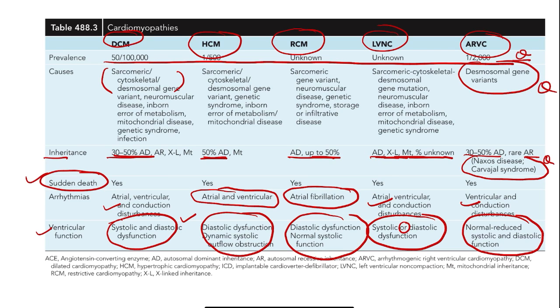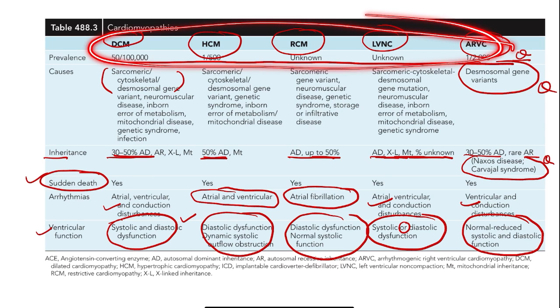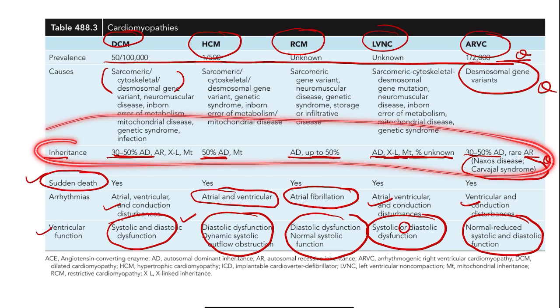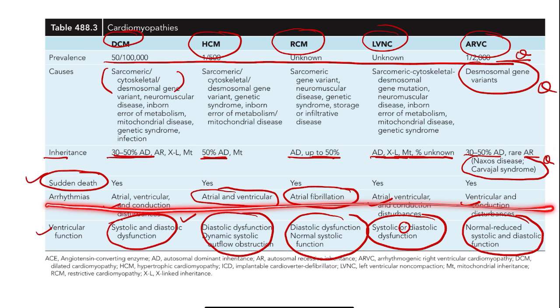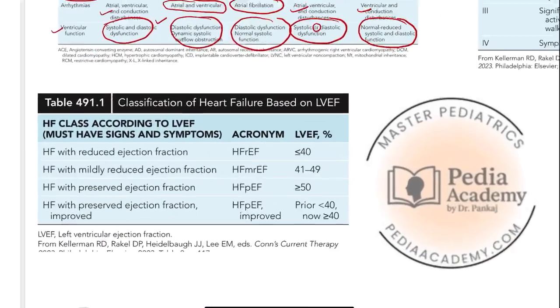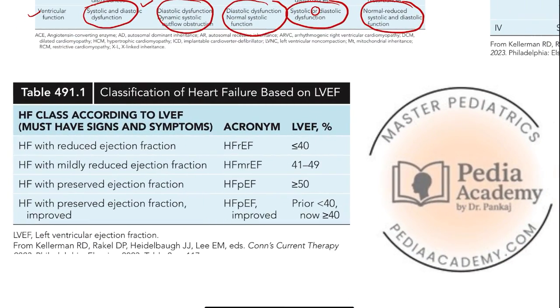So what are the previous year questions in this condition? They'll ask the prevalence, they'll ask the genetics, they will ask inheritance, they will ask arrhythmia type, and they will ask ventricular function in form of systolic or diastolic dysfunction, which is very much important. Now we'll go to classification of heart failure by left ventricular ejection fraction. Okay, so in this condition, this is very much important.